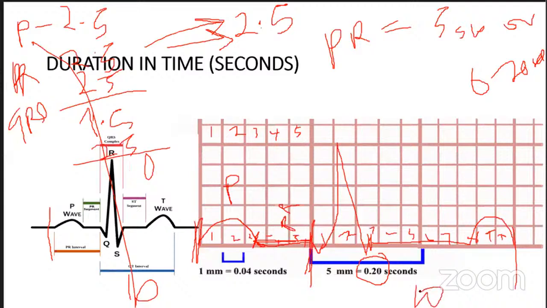10 small boxes. Again, remember, we said the QT interval represents all of the activities that are going on in the ventricle. We said it's the time taken for the ventricles to depolarize and then for it to what? Repolarize again. And my QT interval should be drawn over 10 small boxes or 10 small squares.